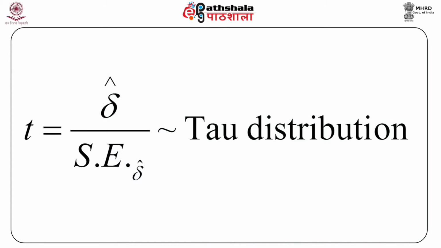Now we again test the model using the following formula, assuming that our beta follows a tau distribution. So we write t equal to delta hat upon standard error of delta hat. So this is distributed as tau distribution. Now summing up, if the calculated value is less than the table value, then we accept the null hypothesis and reach a conclusion that the series is non-stationary. If the calculated value on the contrary is more than the table value, then we reject the null hypothesis and reach a conclusion that the series is stationary.